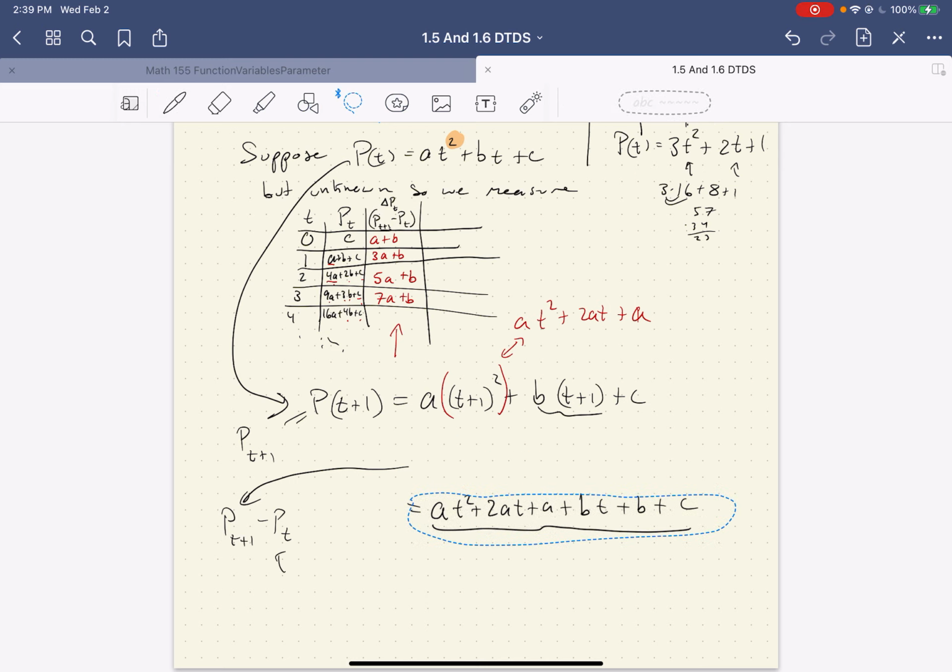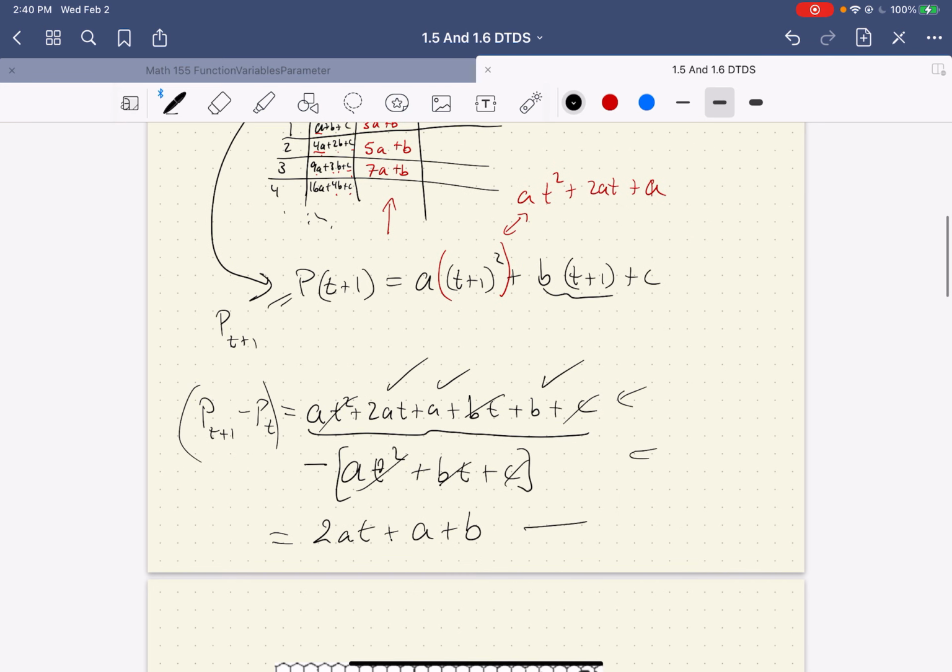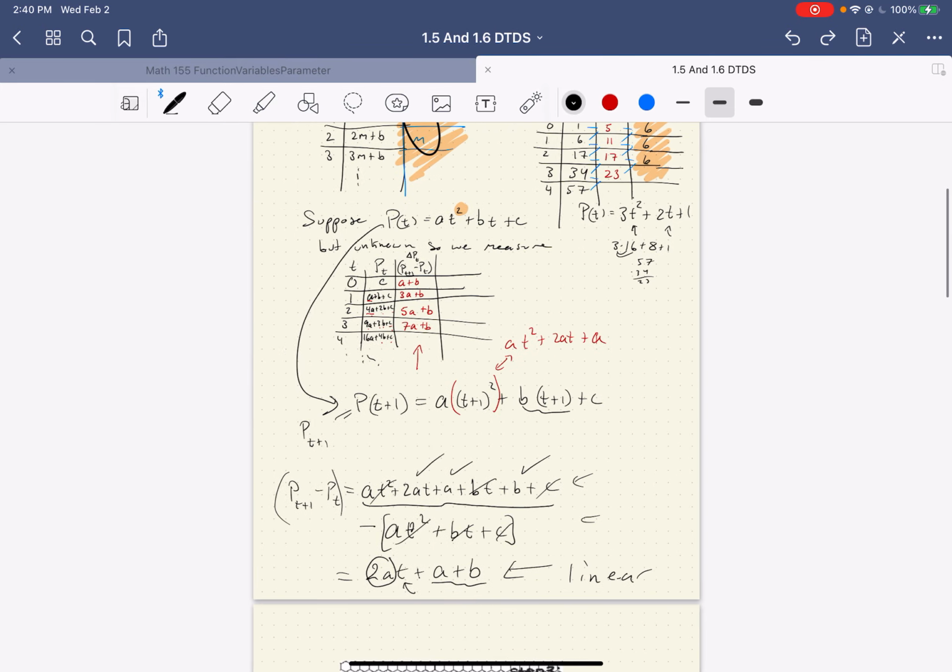What do we get? The At squared terms cancel. I have a 2At plus, the Bt's cancel, the C's cancel. I'm just left with plus A plus B. So this is linear. My independent variable is t, so there's just a number times t plus another number. It kind of looks like mx plus b. It looks like a line. It's linear. And this is a phenomenon we're going to see again much later in this course, which is that the derivative of a degree 2 polynomial is a degree 1 polynomial.